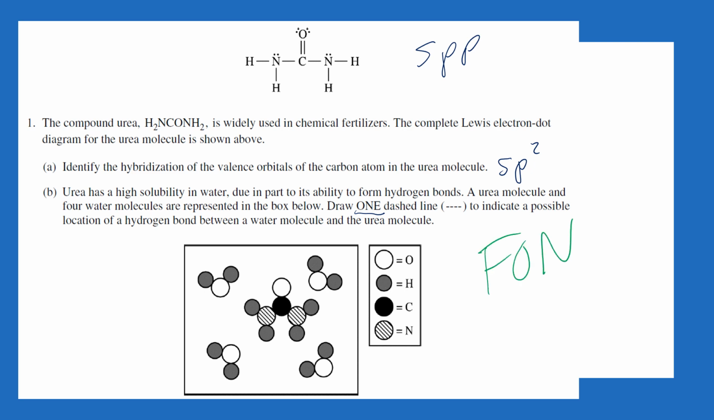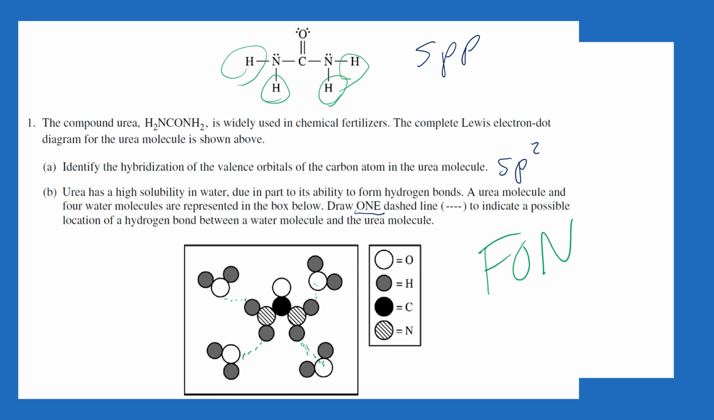So these hydrogens on the urea molecule can hydrogen bond with a source of electrons on a different molecule. So you could have it go to that oxygen or to that oxygen. This one I think is a little hard to show, but if you were to somehow show that it's hydrogen bonding with the oxygen, then you're good.